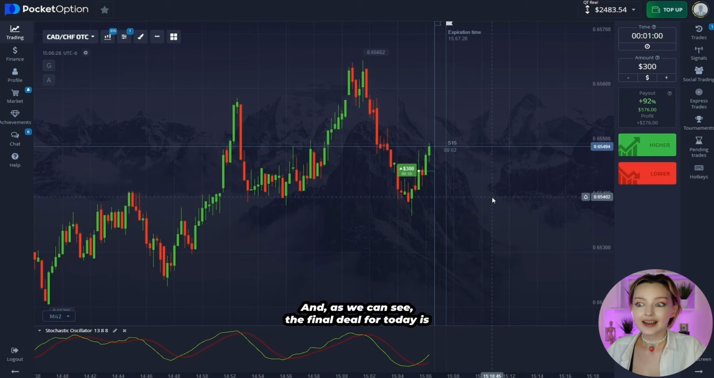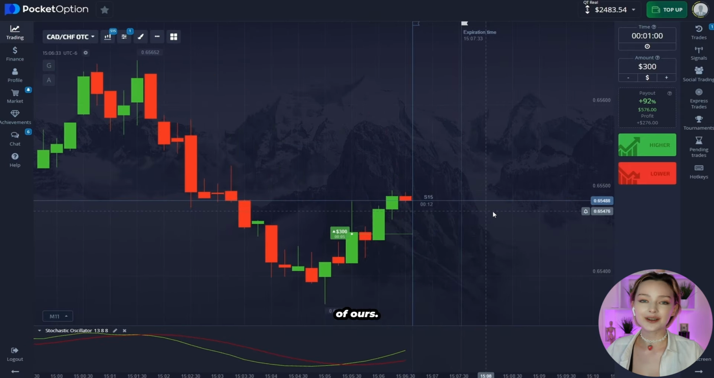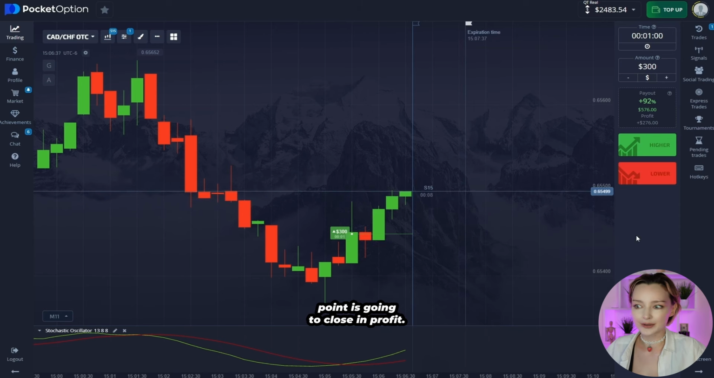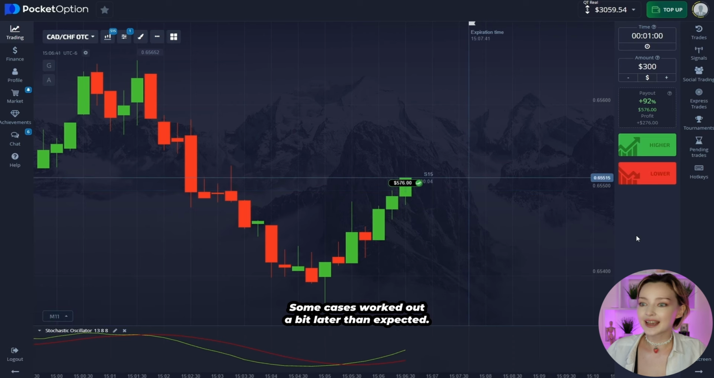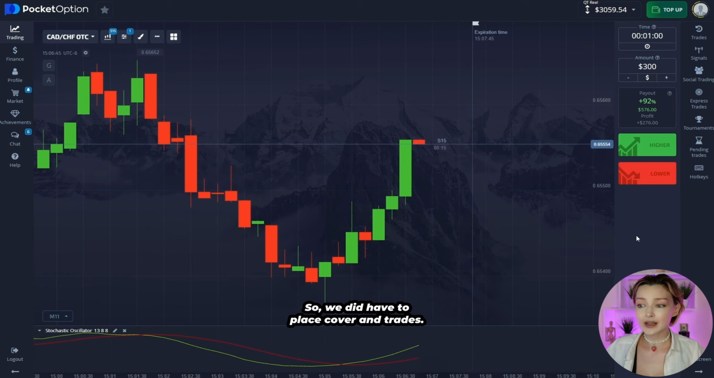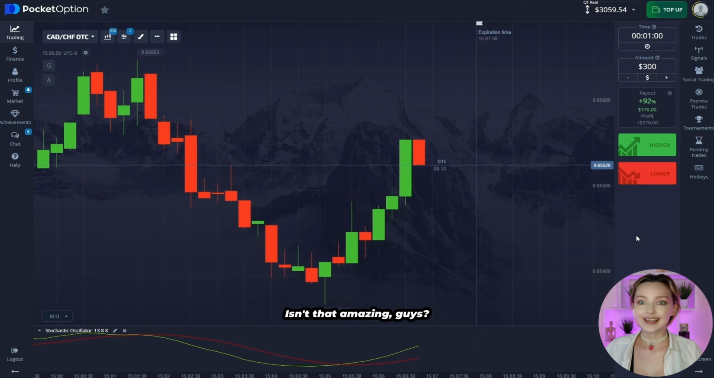And as we can see, guys, the final deal for today is confidently moving in our supposed direction. Isn't it amazing? I'm sure it's already obvious at this point it's going to close in profit. So today we placed 6 successful trades with this strategy. Some cases worked out a bit later than expected, so we did have to place cover trades. However, we managed to increase the deposit more than twice. Isn't it amazing, guys?